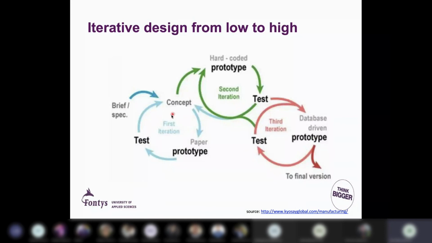In the first cycle of that prototype, you are not going to think about technology, or whether it needs to be put into a database, or the data that you're going to deal with, nothing like that.